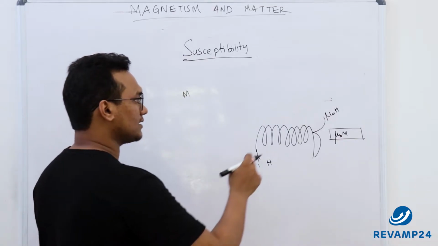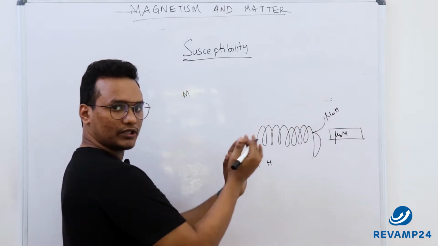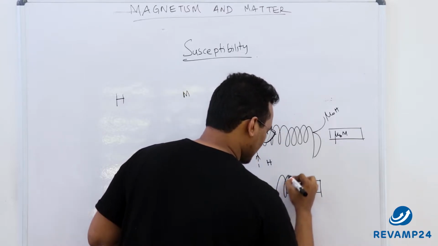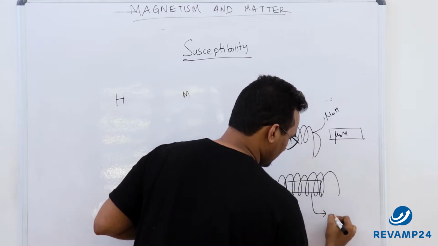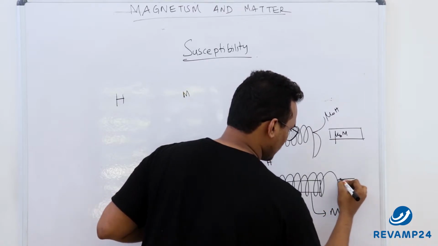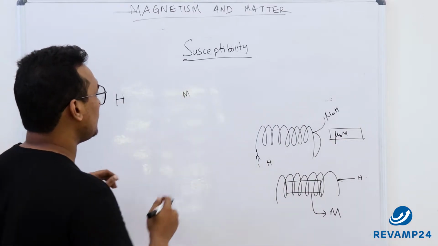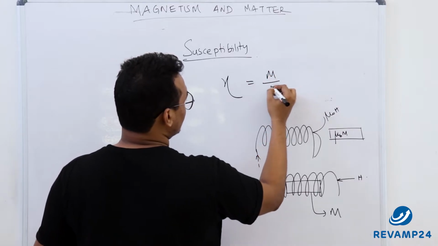So this one is mu0 into H, and this one is mu0 into M. I will put it together. I have a material, and covering this I have a solenoid. This one is magnetization, and this one is magnetizing intensity. Now susceptibility has been defined in this way: M divided by H.